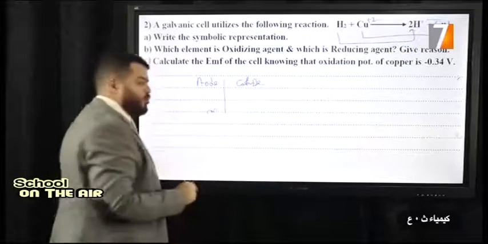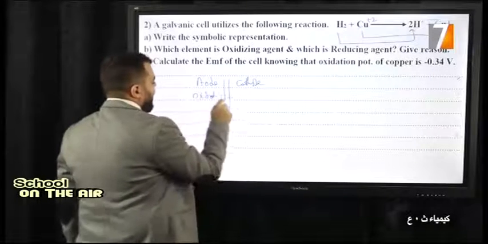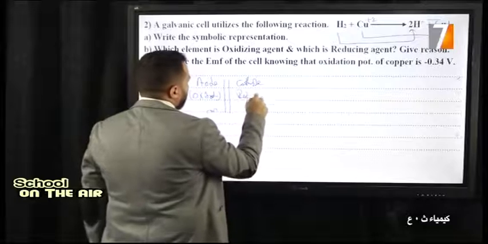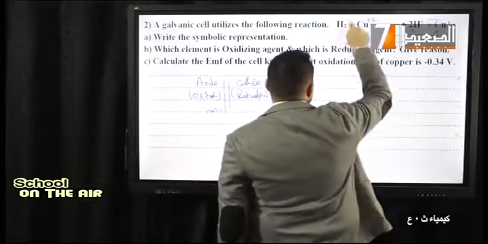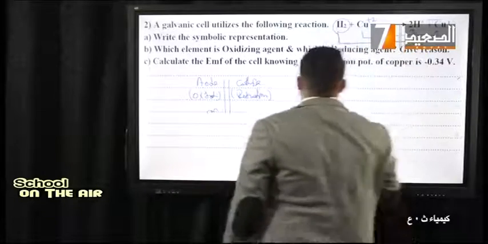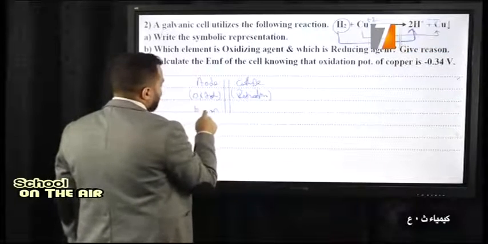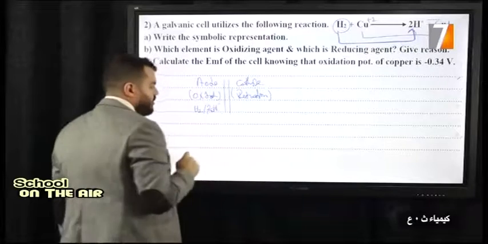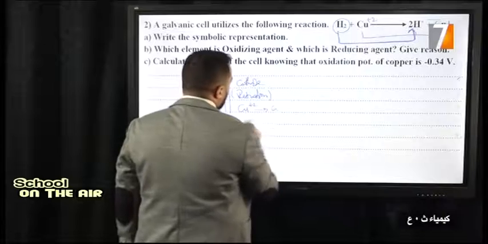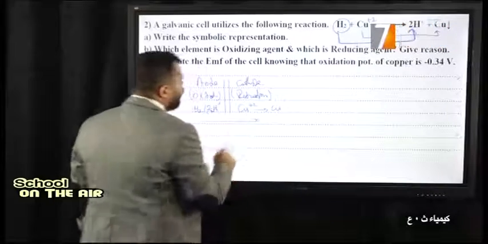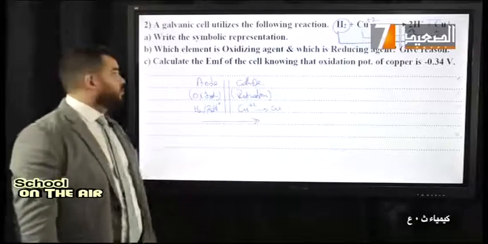Between them, there will be a salt bridge. At anode, oxidation takes place. At cathode, reduction takes place. Okay, which will be oxidized? It's clear that hydrogen will be oxidized because it's changed into positive ion. So hydrogen gas will be oxidized into 2H positive. And copper positive ion will be reduced into copper 0. And never forget the arrow which represents the direction of the electron flow from the anode to the cathode.